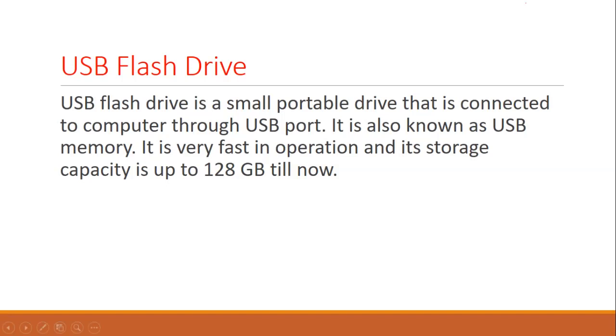Now, let me recall. First one is the hard disk, and its storage capacity is hundreds of gigabytes. Second one is CD. CD stands for compact disk, and its storage capacity is 700 megabytes. Third one is DVD. DVD stands for digital versatile disk, and its range lies between 4 to 16 GB. The next one is the memory card, available in different sizes and with different storage capacities.